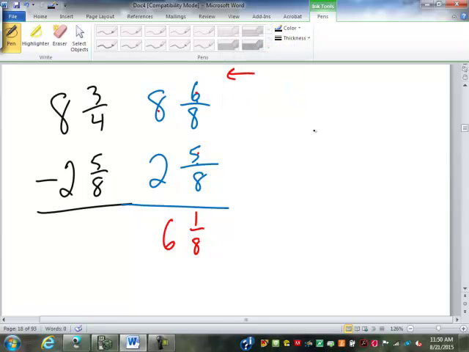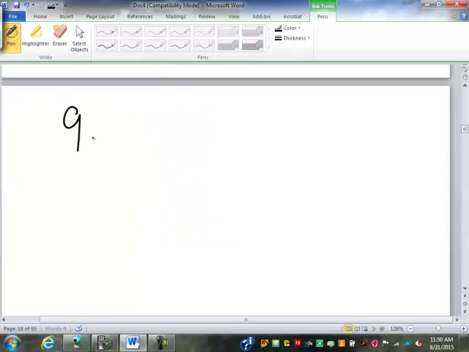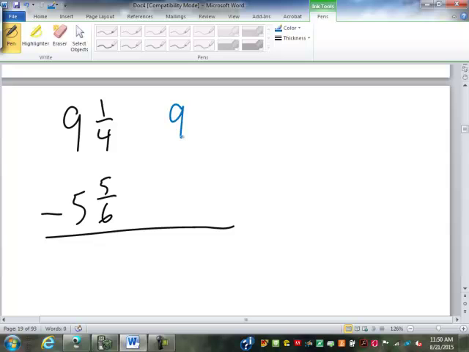Now, once again, it doesn't stay that simple. You might be learning at this point that I always make it worse. We have 9 and 1/4 minus 5 and 5/6. What's my common denominator? 12. What's this going to be? 3 and 10. We go to subtract here. 3 12ths minus 10 12ths. We got an issue, don't we?